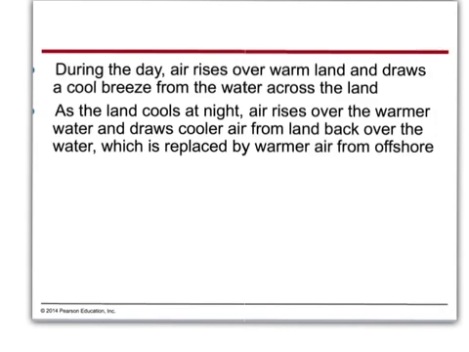Now what happens at night? Sun goes down, what's going to happen to the air over the land versus over the water? What cools faster, land or water? Land. So it cools faster. What's going to happen? It's going to draw the air out back over the ocean, right? So air rises over the warmer water and draws cooler air from the land, so it's replaced by the warmer air from offshore. So it tends to mean a more moderate temperature.